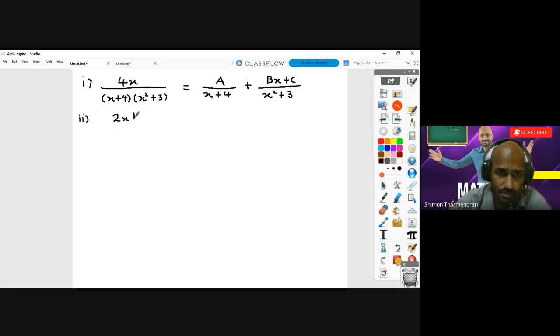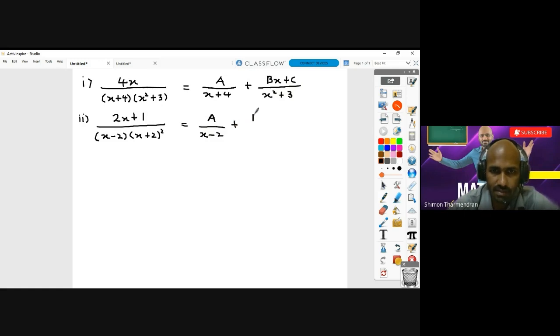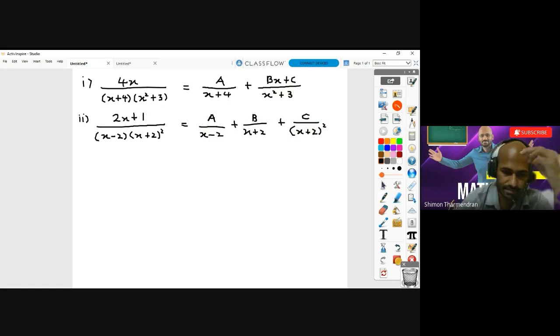Then we got 2x plus 1 divided by, we have over here x minus 2, x plus 2 squared. So ini same macam tadi kita dah buat. This is repeated factor. So we have got just pecahkan a over x minus 2 and then plus b over x plus 2 plus with c over the x plus 2 squared. Then we are done.